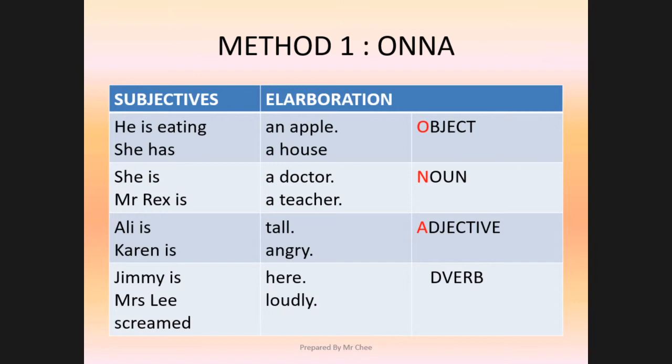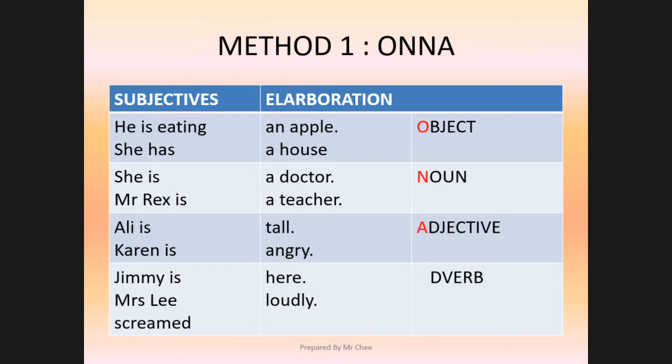Let's go through nouns. She is a doctor. Doctor is a noun. Mr. Rex is a teacher. Teacher is a noun. Let's look at adjectives. Ali is tall. Tall is an adjective. He is angry. Angry is an adjective. Let's go to adverbs. Miss Lee screamed loudly. Loudly is an adverb. Sorry for the mistake: A-D-V-E-R-B, adverb.